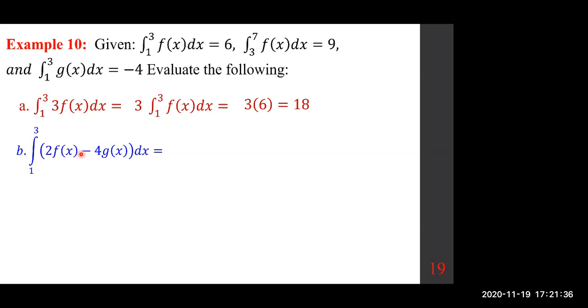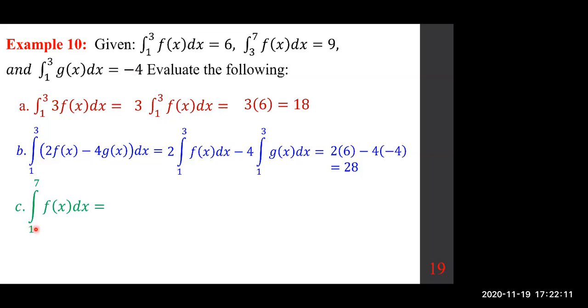So let's rewrite this as follows. We have f of x dx from 1 to 3, which is 6. So 2 times that. And then minus 4, we have g of x. So minus 4 times minus 4. So we have 12 and 16. They add up to 28. What are we using? We are using the properties to do this.